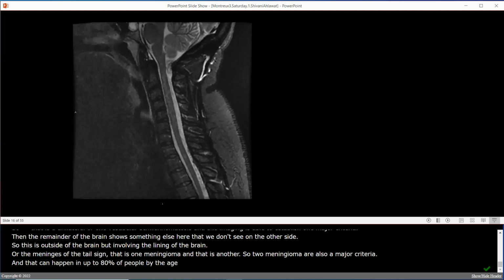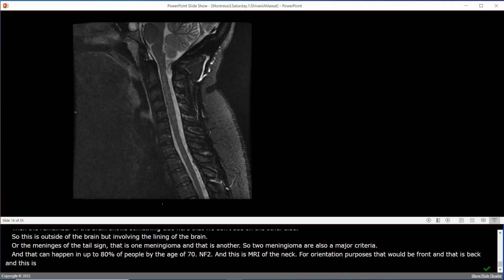And this is an MRI of the neck. So for orientation purposes, that would be front, that would be back, that would be top of the head that we've not imaged, and this would be lower down. So these are the vertebral bodies, that's the spinal canal, and that's the back.